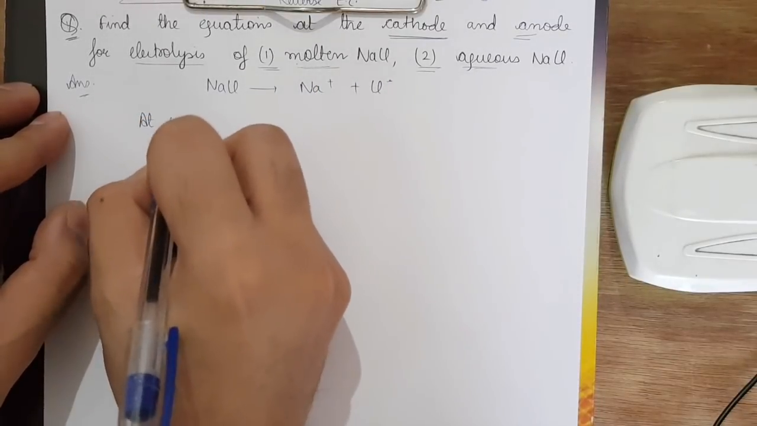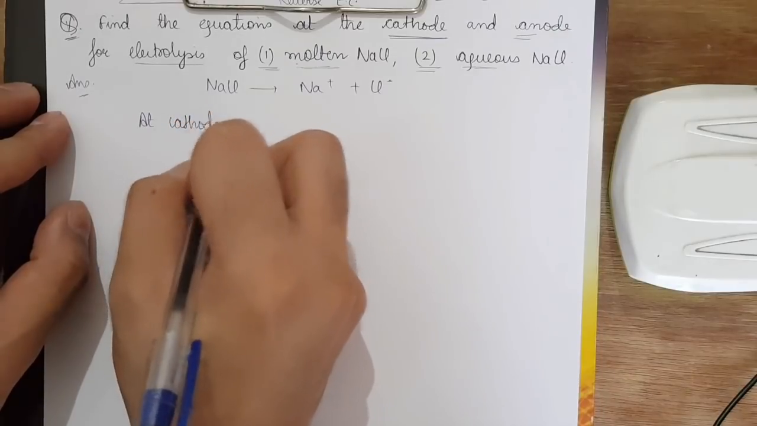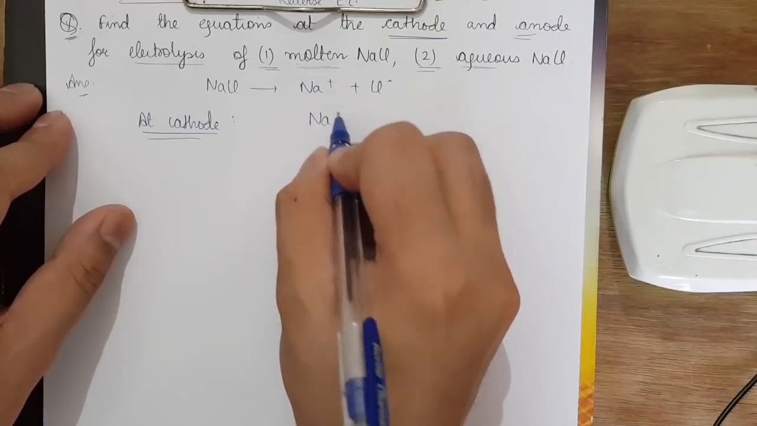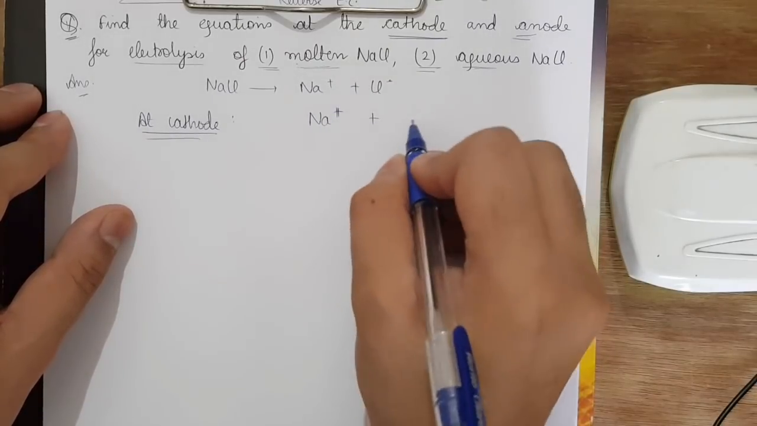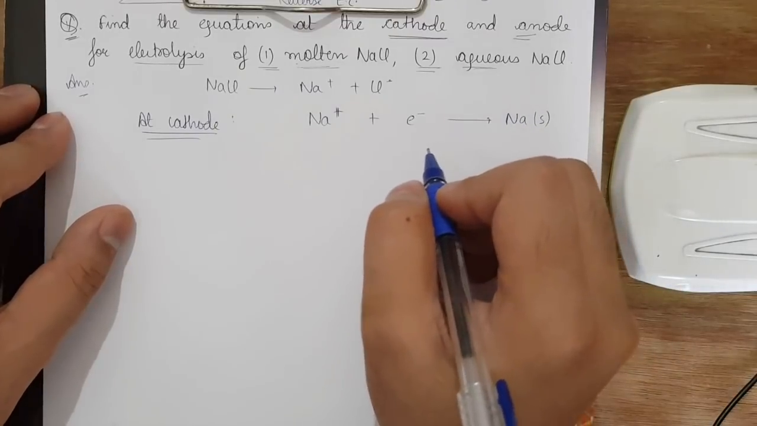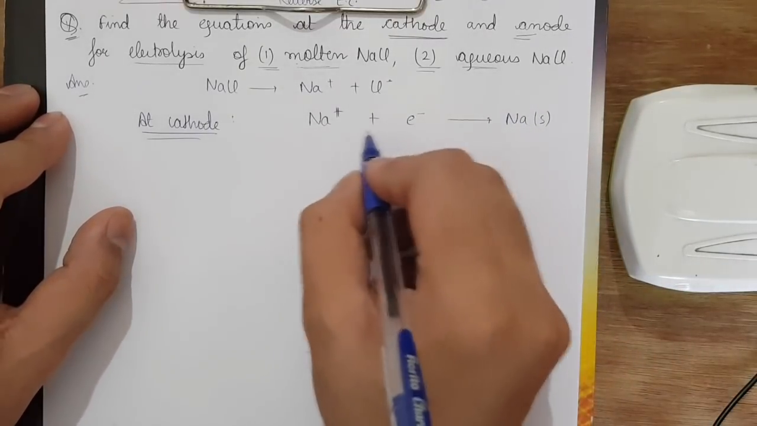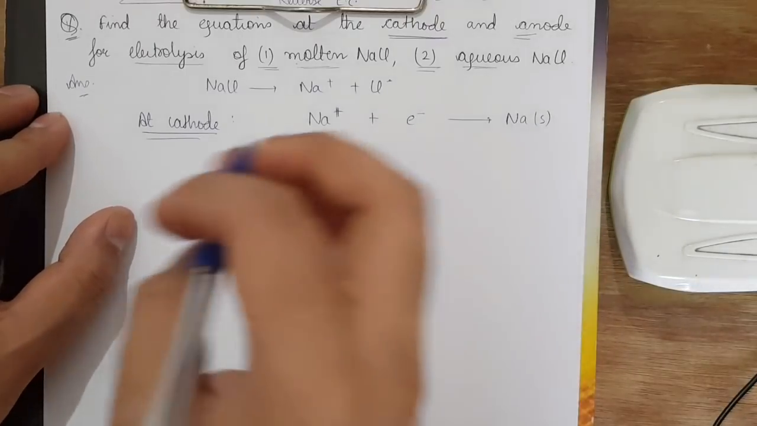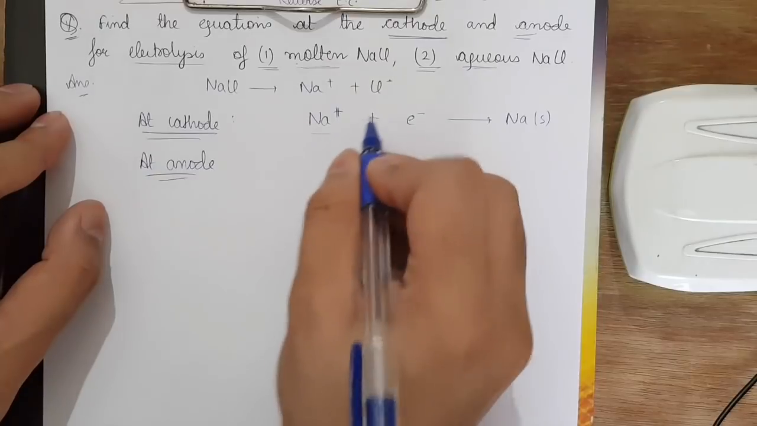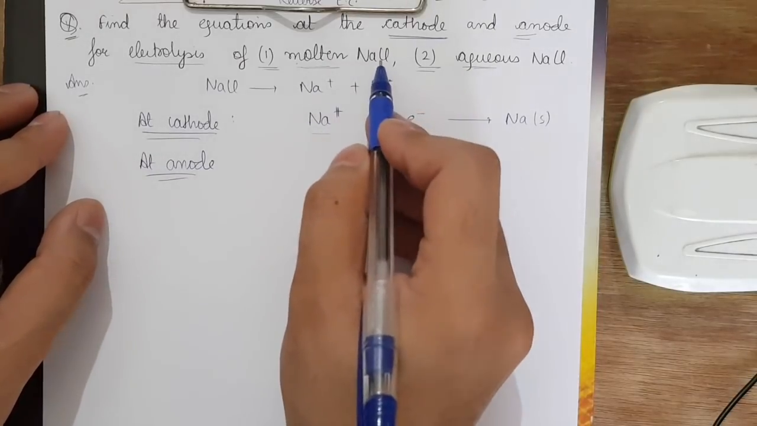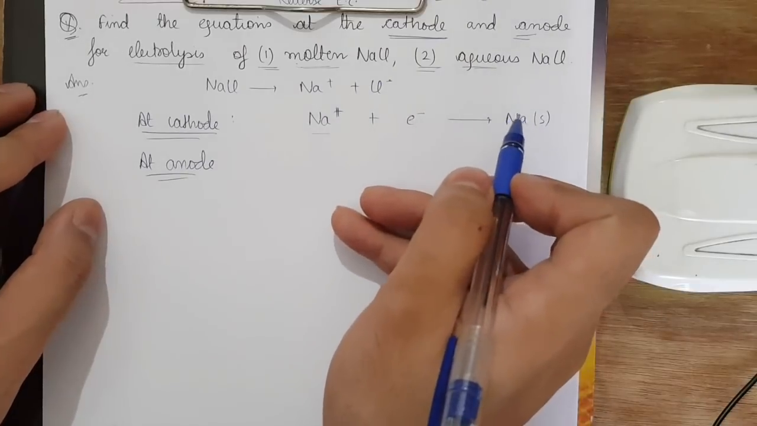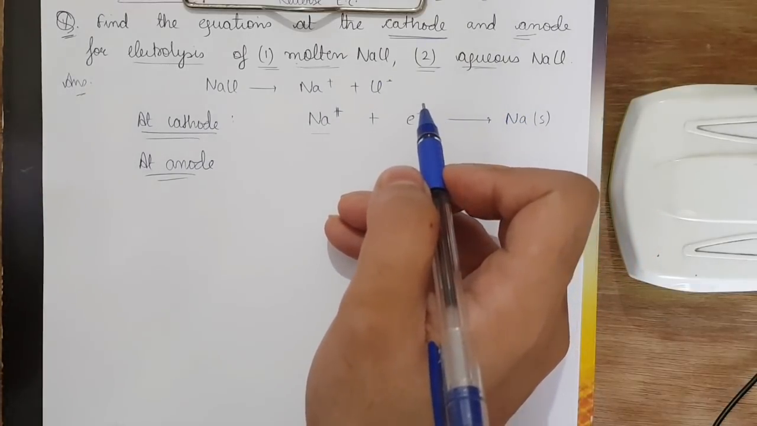At the cathode, where the reduction would occur, we have Na plus, which would react with the electron to give me Na in the solid form. That is happening at the cathode, where the reduction is happening. At the anode, what would happen? You have to react Na plus and Cl minus because we have NaCl, instead of reacting Na or Cl2. So that logic should be understood.